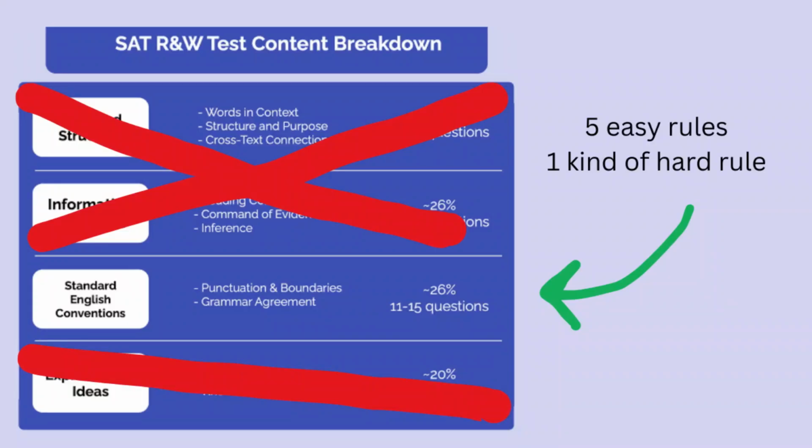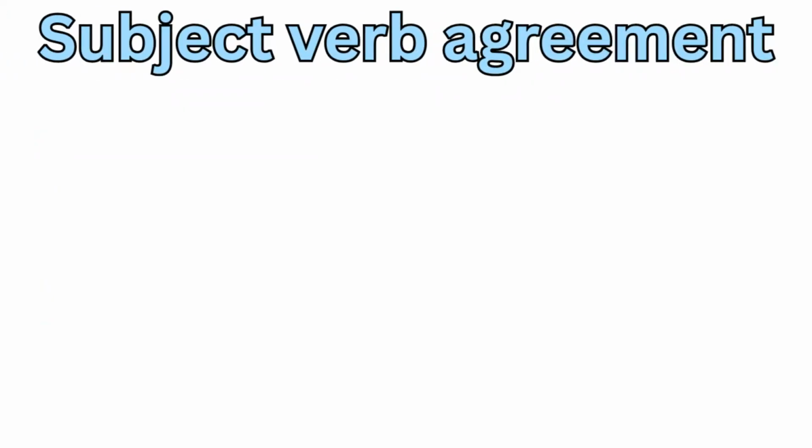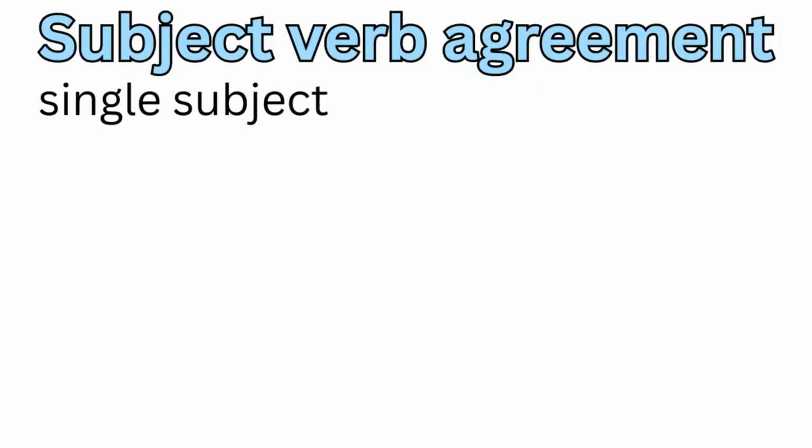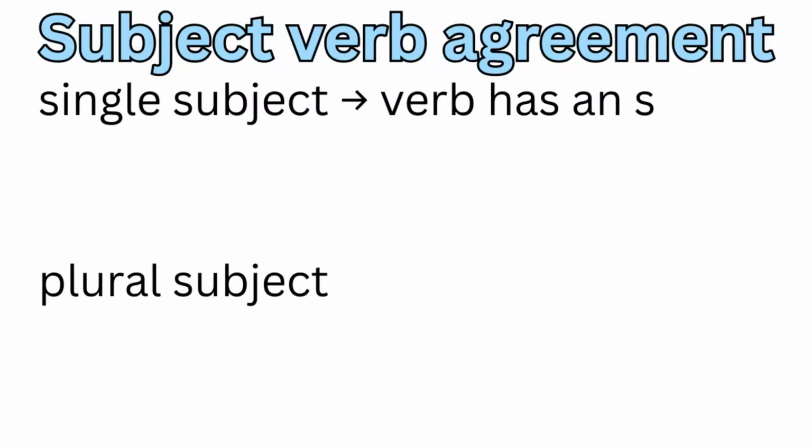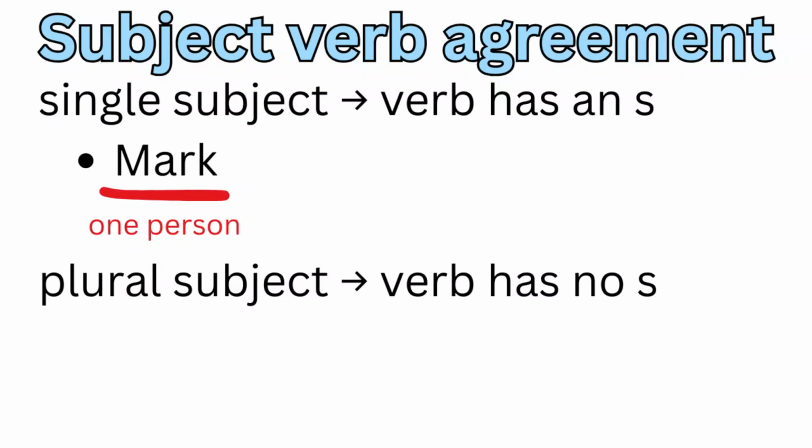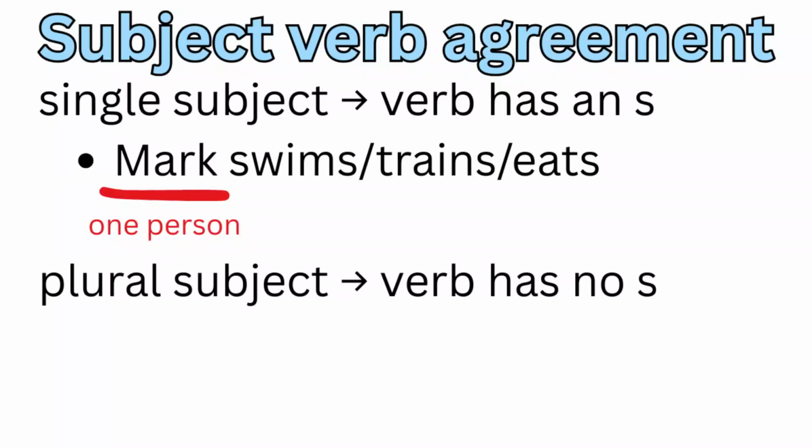Okay, the first grammar rule I'm going to talk about is subject-verb agreement. And all that means is that when you have a singular subject, it should be paired with a verb that has an S. And when you have a plural subject, it should be paired with a verb that doesn't have an S. So for example, if I have a single person like Mark, I should say that Mark swims, or Mark trains, or Mark eats.